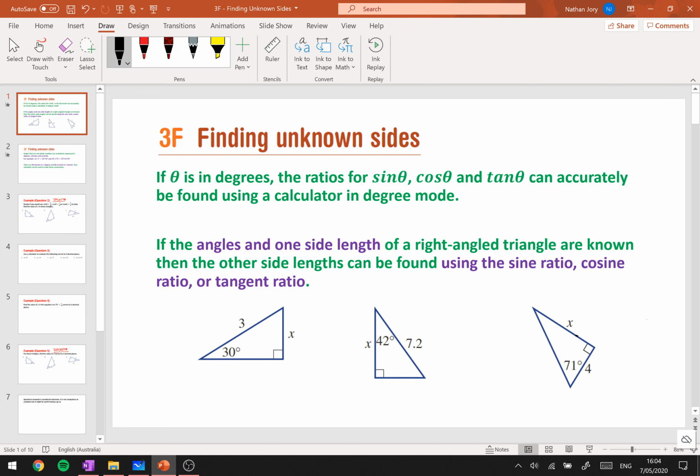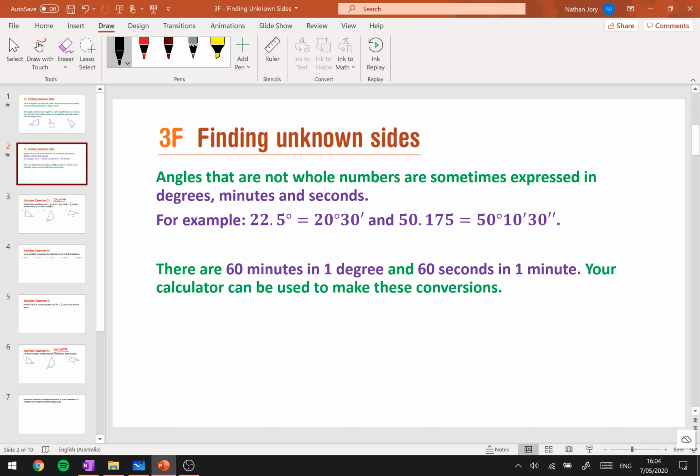Now, angles that are not whole numbers are sometimes expressed in degrees, minutes, and seconds. So for example, 22.5 degrees can be written as 22 degrees and 30 minutes. So minutes being made up from 0 to 60 before it ticks over, just like minutes of the day or in a day, and seconds as well is the same as that.